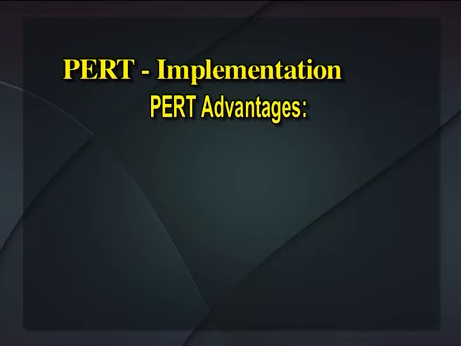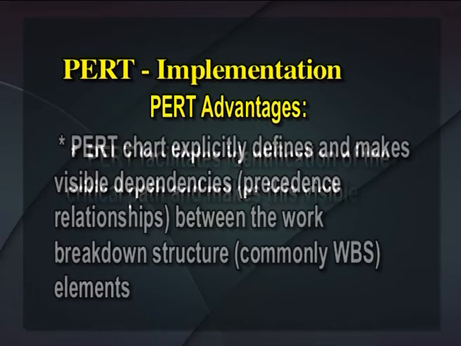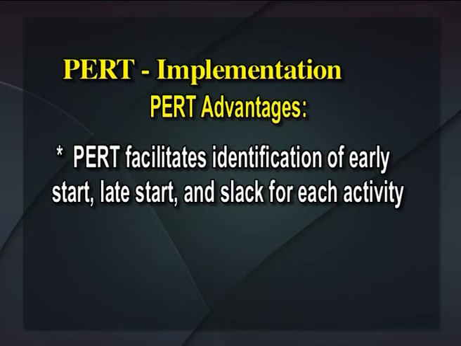Following are the advantages. PERT chart explicitly defines and makes visible dependencies, that is precedence relationships, between the work breakdown structure, commonly WBS, elements. PERT facilitates identification of the critical path and makes this visible. PERT facilitates identification of early start, late start and slack for each activity.